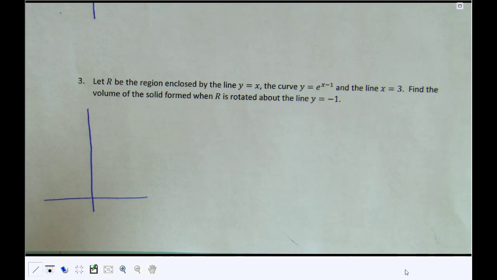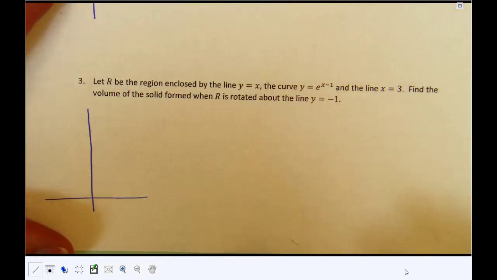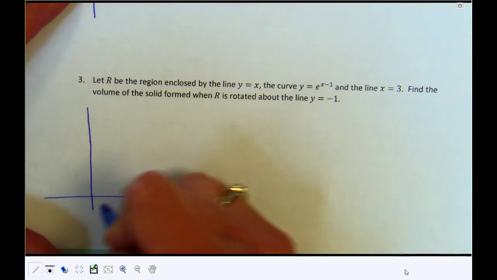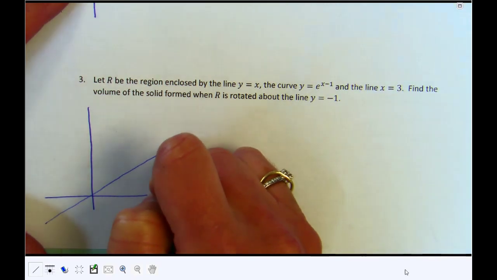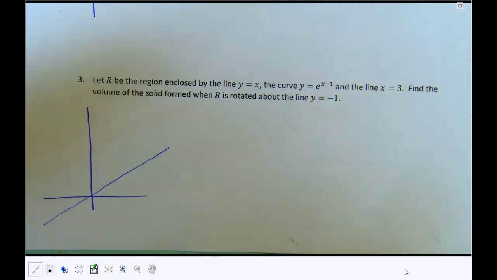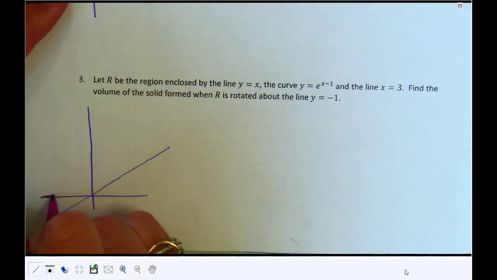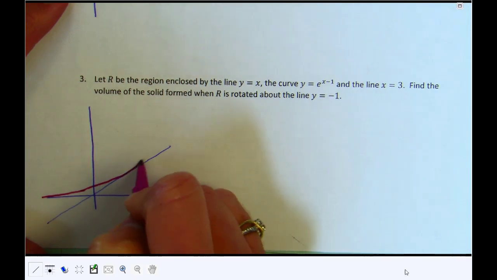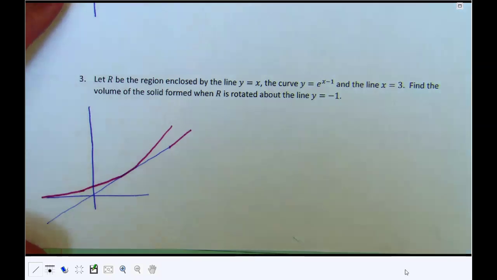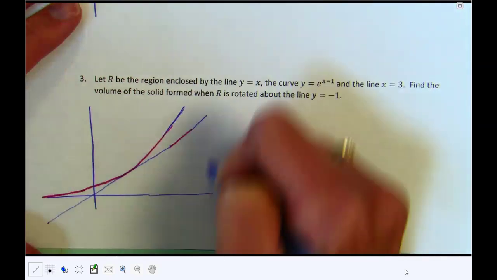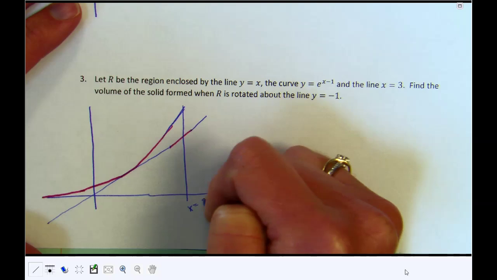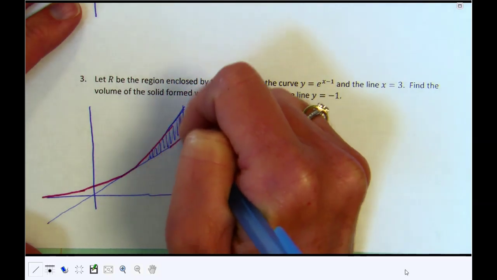Okay, looks kind of weird. Make sure you got the right region is all that you're looking at there. Yep. I still draw the whole thing and then I scratch out the other part. I would as well. It goes past 3, that's okay. Looks like this, right? That's about 3. And y equals negative 1.